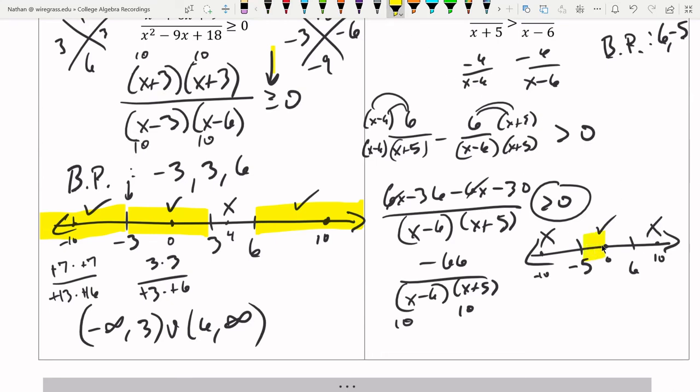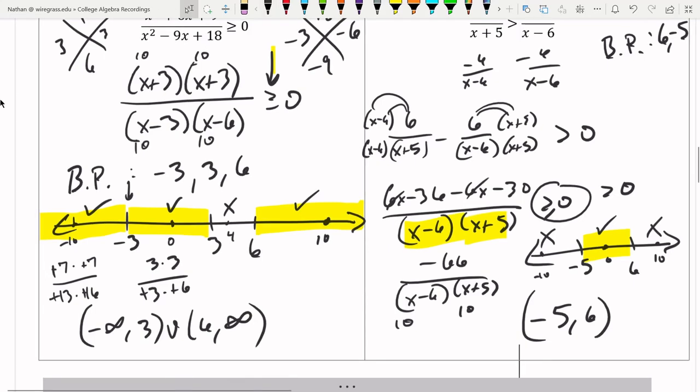This is the strict inequality. It wouldn't have mattered anyway because both of the zeros came from the denominator. So these border points can never be equal. Even if this were greater than or equal to 0 here, or greater than 0, it's actually the exact same interval, negative 5 to 6, because the boundary points cannot be included.